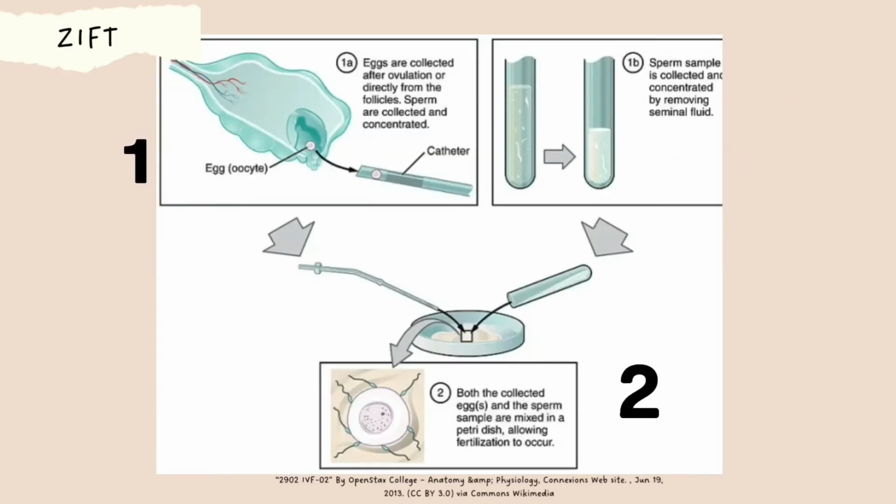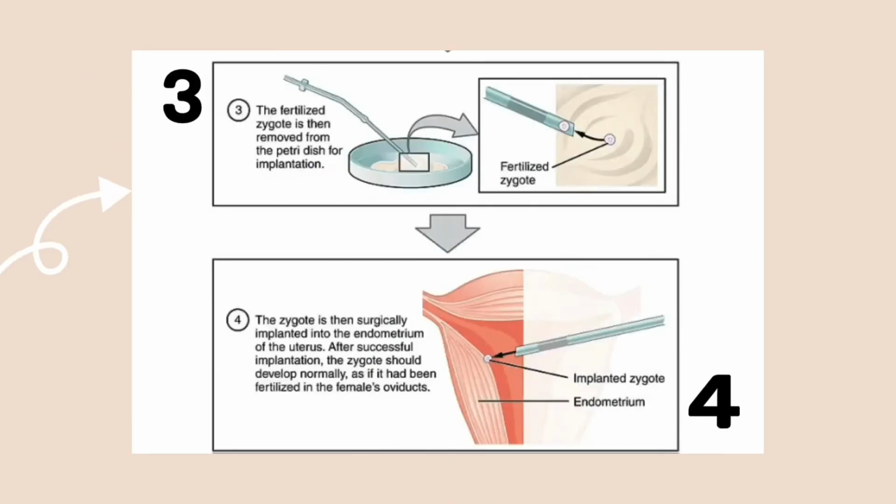While this figure shows the process of ZIF. Firstly, the eggs are collected after ovulation or directly from the follicles. The sperm are collected and concentrated by removing the seminal fluid. Both the collected eggs and the sperm sample are mixed in a petri dish to allow fertilization to occur. Next, the fertilized zygote is removed from the petri dish for implantation. The zygote is then surgically implanted into the endometrium of the uterus. After successful implantation, the zygote should develop normally as if it had been fertilized in the female's oviducts.